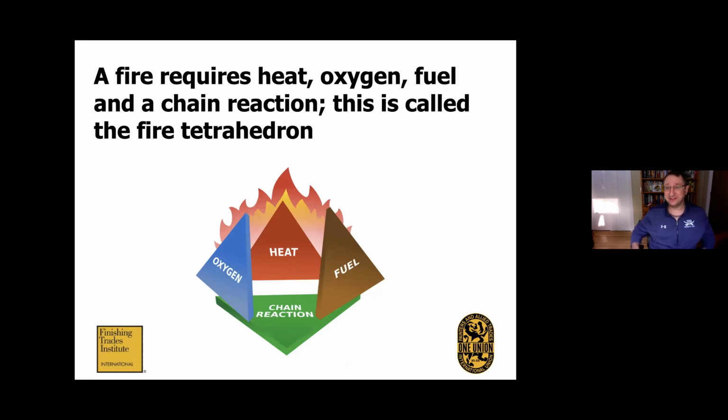Speaking of which, flames. So this is the fire tetrahedron. Up until the late 90s, it was called the fire triangle, but the NFPA, the National Fire Protection Association, changed it to a tetrahedron. What they did is they added, in addition to oxygen, heat, and fuel, the leg of chain reaction. The reason why is if you take away any one of these three things up here, you're going to break the chain reaction. And you need these three things to have a fire.